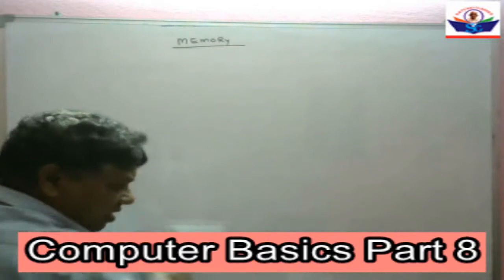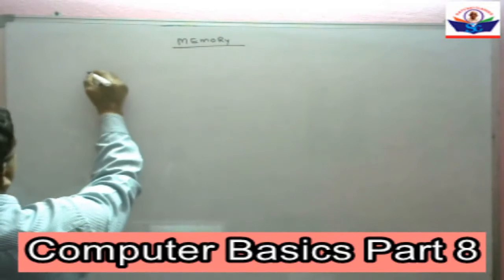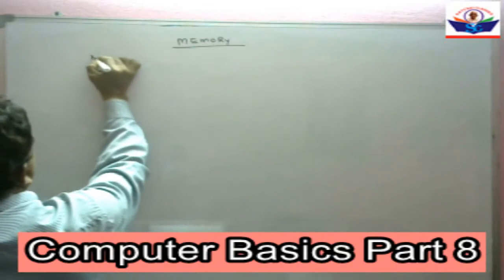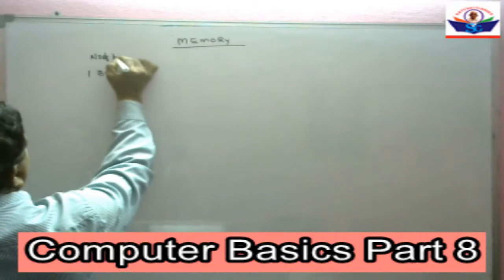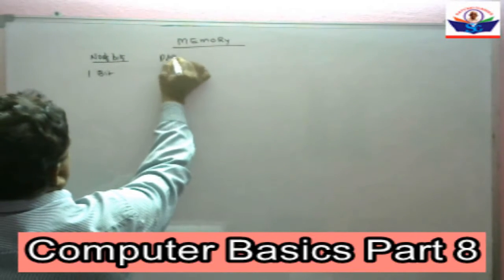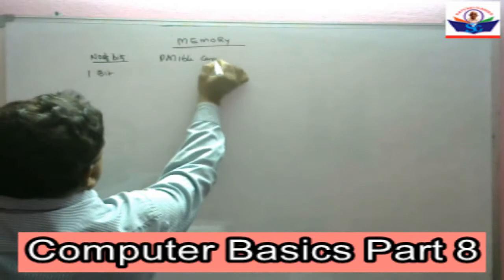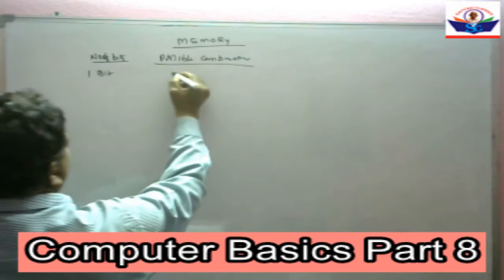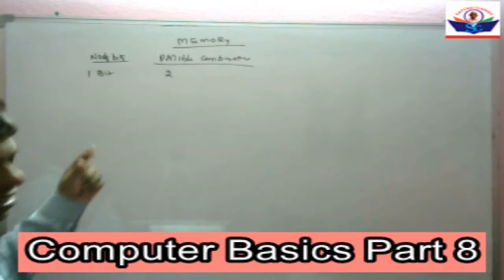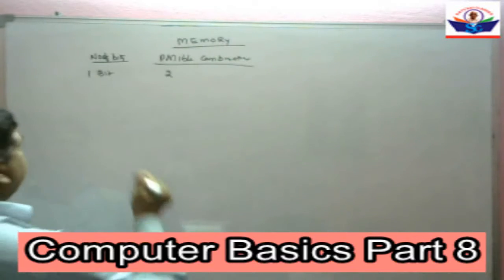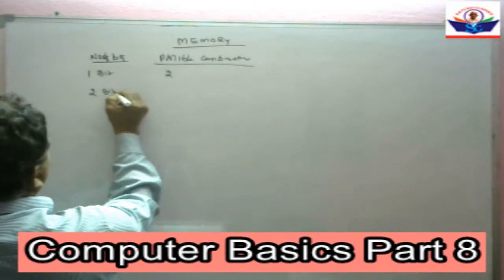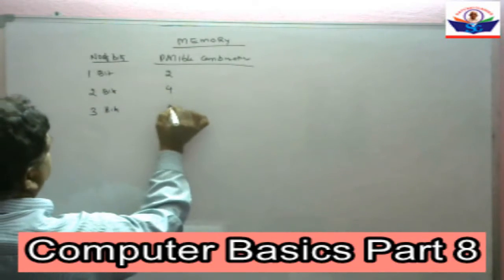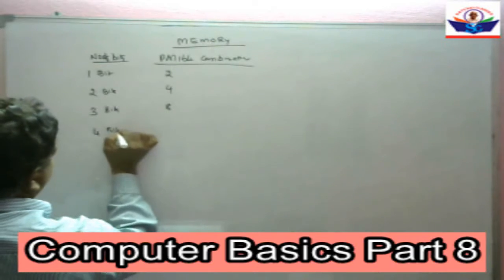With a single bit, how many possible combinations are there? Number of bits, possible combinations. With a single bit, we have two possible combinations. We have seen yesterday. With a single bit, we have two possible combinations. With 2 bits, how many possible? 4. 3 bits, 8. 4 bits, 16.